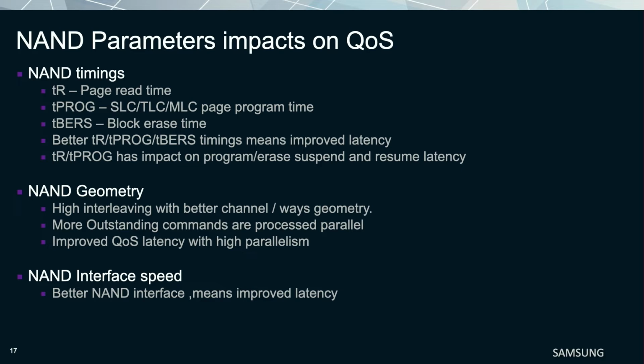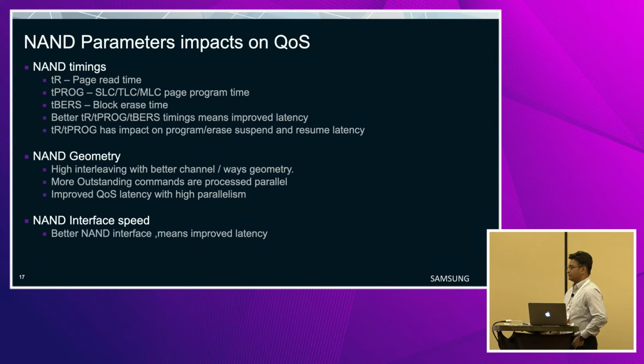So better tR, tPROG, and block erase means there are good timings and there is improved latency. But tR and tPROG also have an impact on the program and erase, suspend and resume latency. We'll see that in the coming slide, how it impacts the program erase and resume.